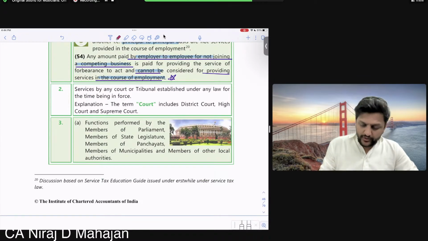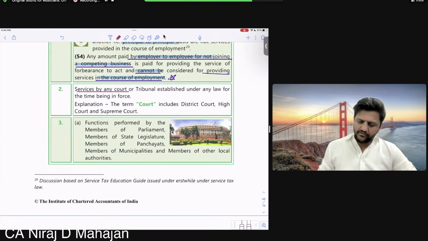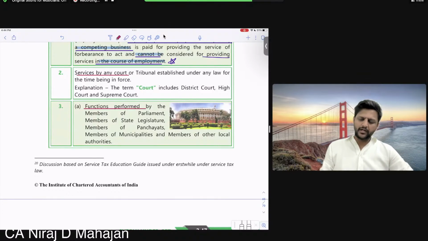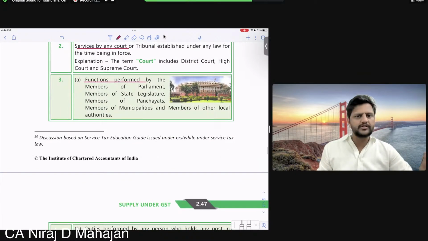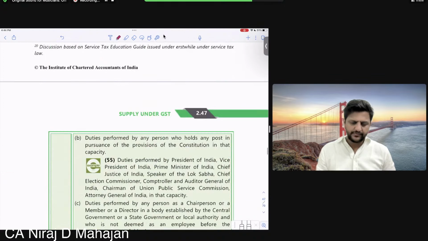Services by any court or tribunal established under any law are neither goods nor services. Functions performed by members of parliament, state legislature, panchayat, municipality and other local authorities are not taxable. Again, that is not a supply of goods or services.